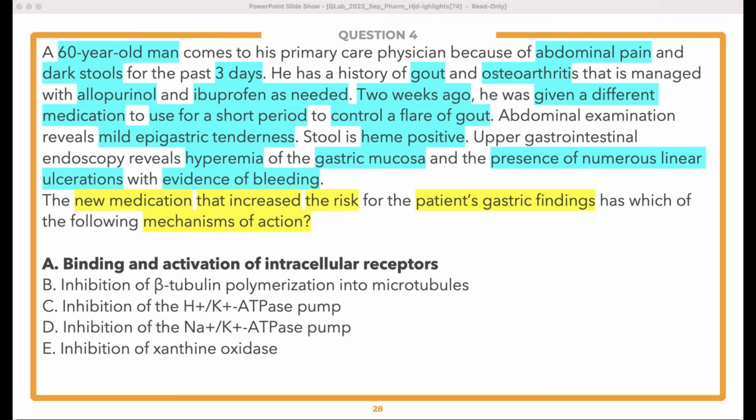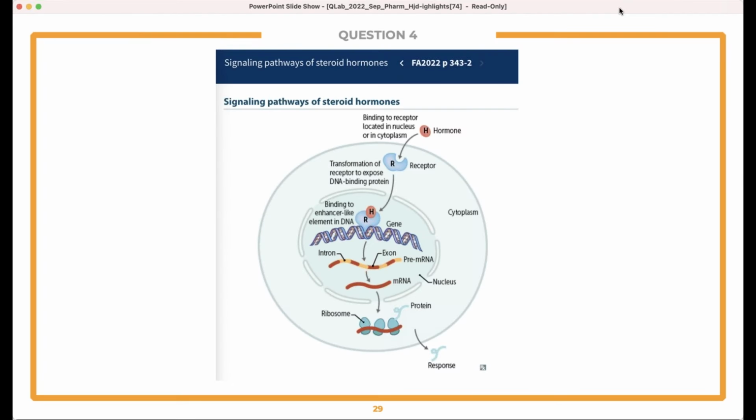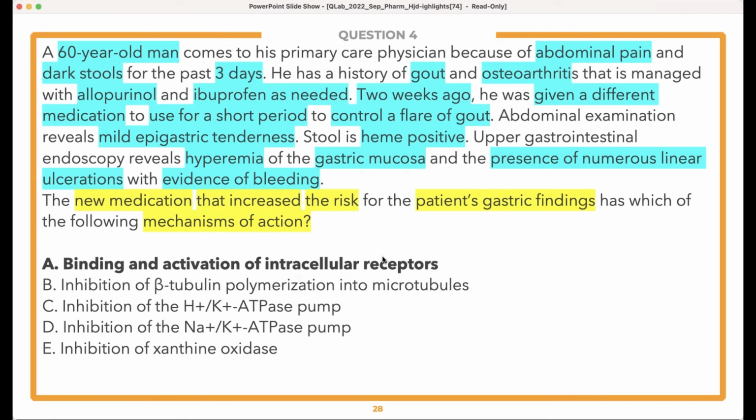Okay, so let's take a look at the next slide. This is essentially how steroid hormones and glucocorticoids work. They bind to intracellular receptors, so it's an intracellular mechanism. That's why answer choice A is the best answer. So let's go back and talk about some of the other answer choices that were highly selected.